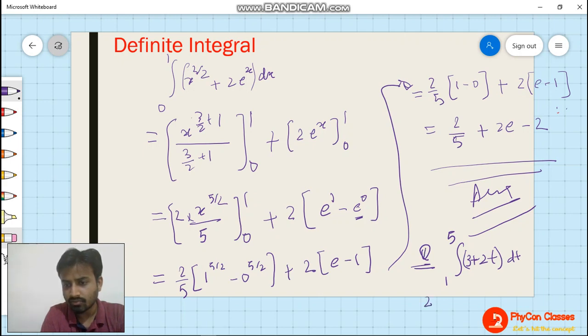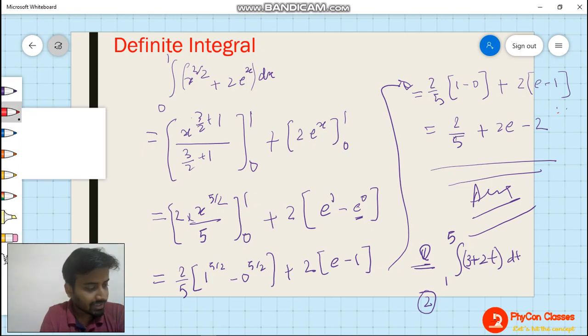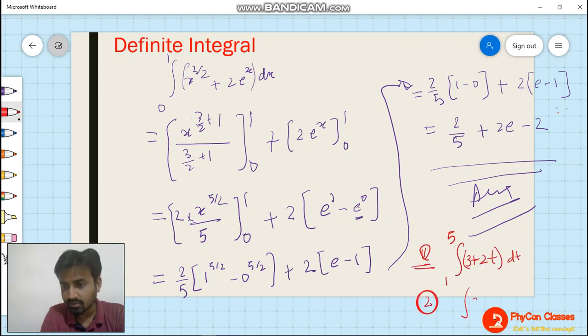Then question number 2. Question number 2 is integration of 2 sin x minus cos x dx. I don't think this will be visible to you. I'll write it somewhere else. Here I'm writing. Question number 2 is 2 sin x minus cos x.